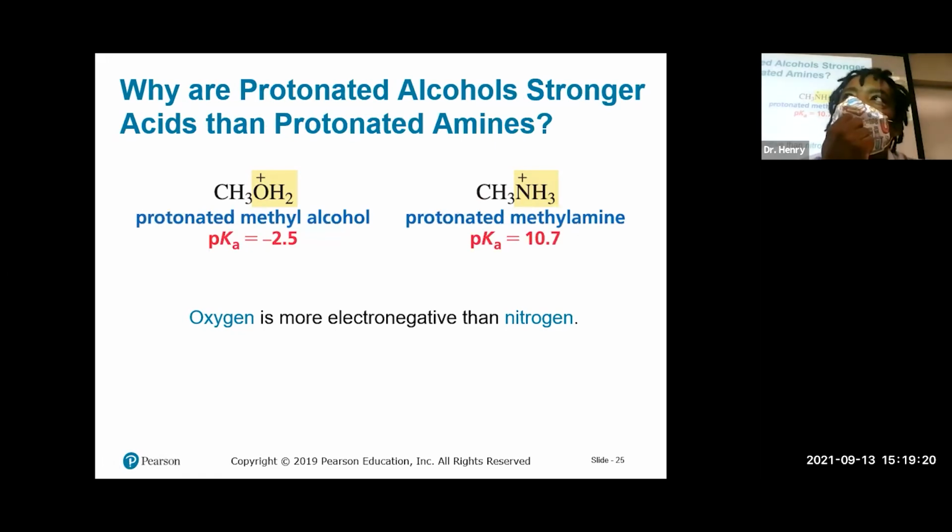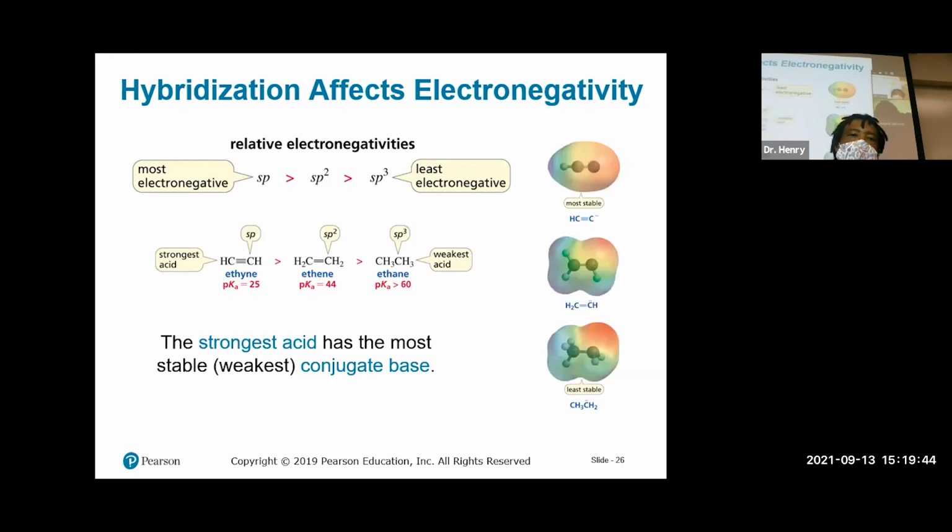Okay, so why are protonated acids stronger than the protonated amines? Why are protonated alcohols stronger than protonated amines? Same reason, right? It's not going to be any different, right? Exactly the same reason. Okay. So hybridization also is going to affect our electronegativity. And if that affects our electronegativity, we know that affects how strong that acid is.